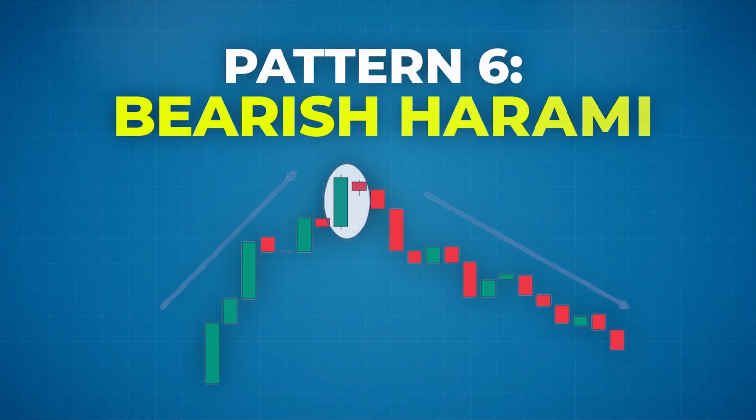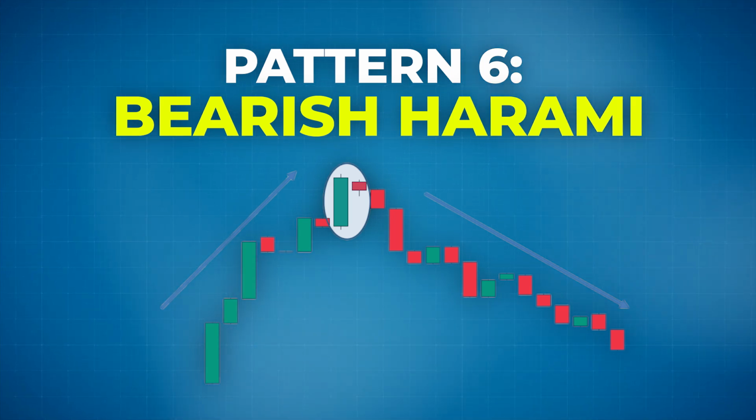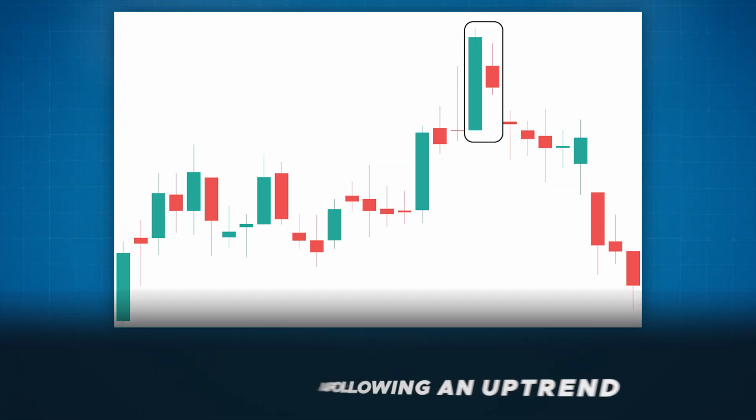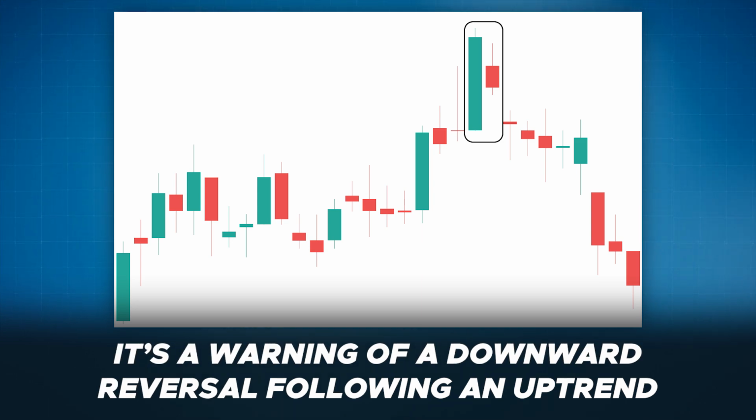The sixth chart pattern is the Bearish Harami. A Bearish Harami is the opposite of a Bullish Harami and is a warning of a downtrend reversal after an uptrend.